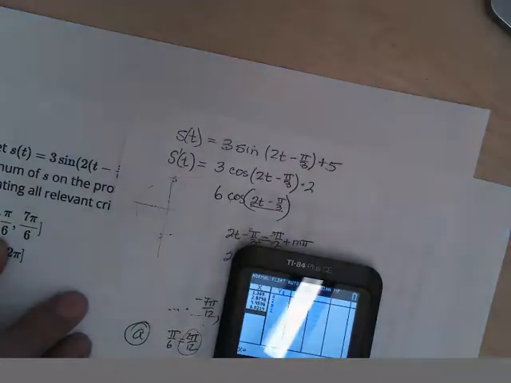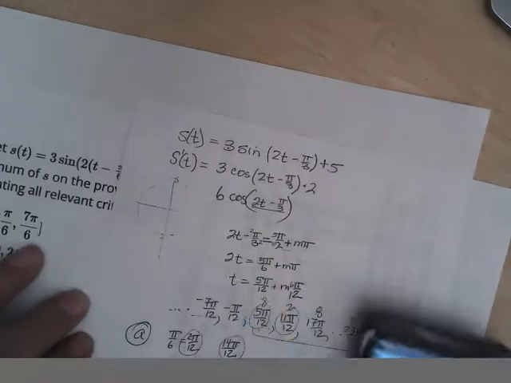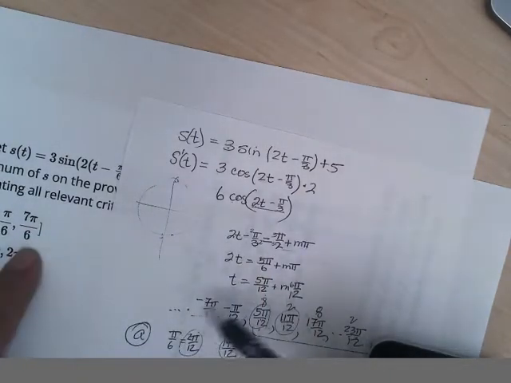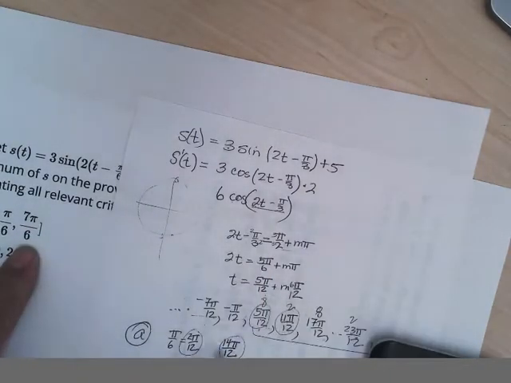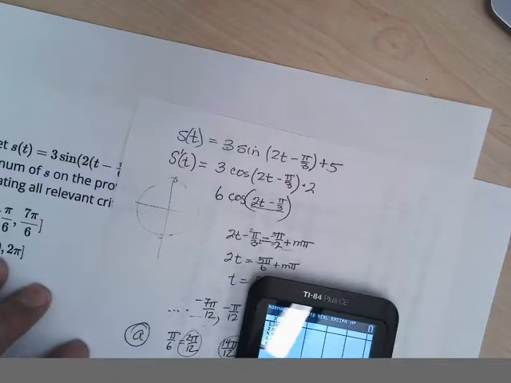If I plug in pi divided by 6, I get 5. That's neither a max nor min. That's somewhere between 8 and 2. In fact, we said for A, these are the two endpoints, and the only ones that were between them were these two, and so 8's the max, min is 2. Now on C, if we plug in 0, we get 2.4.